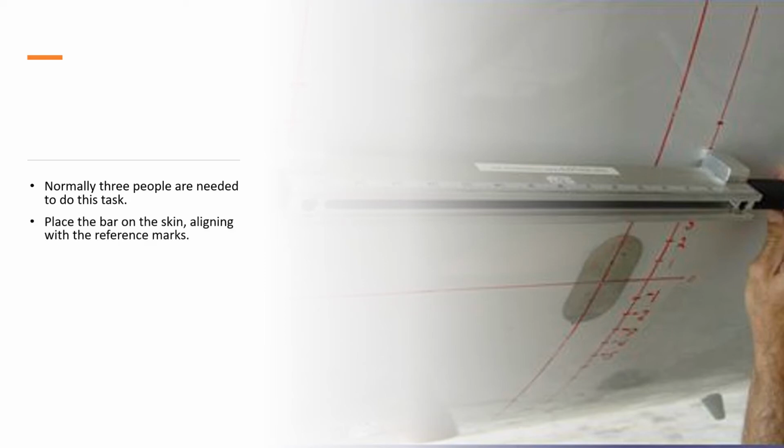Normally you'll need 3 people to do this task, 2 people to hold the bar and 1 person to take the measurements. You may get away with having 2 people, but you'll definitely need at least 2. 3 is ideal. First step, then, place a bar on the skin, aligning it with the reference marks.